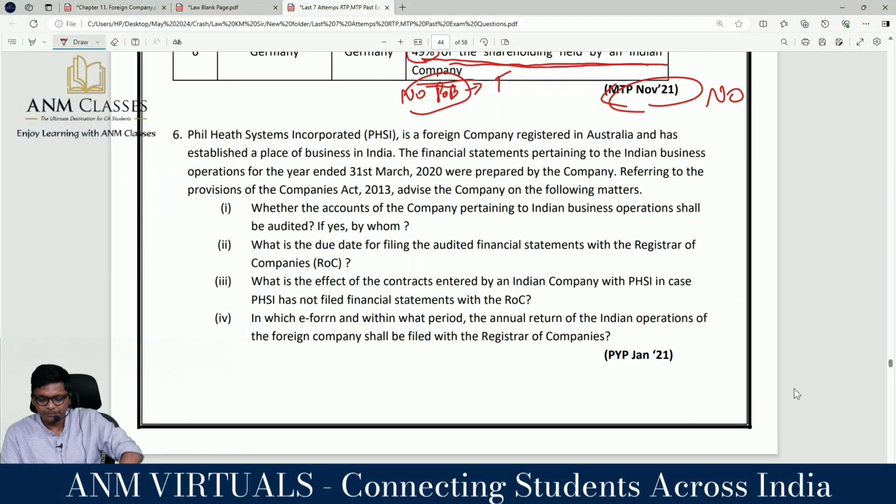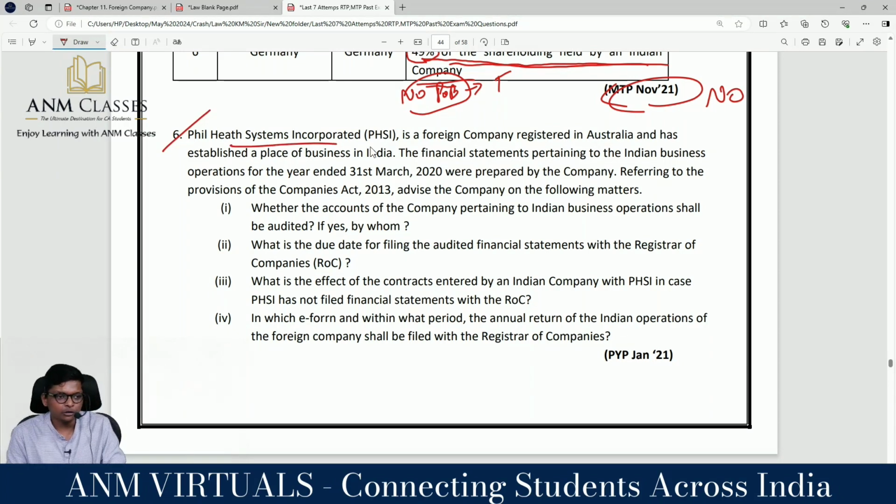Question number 6. Previous year question paper. CA final Jan 2021. COVID attempt. Opt-out attempt. Okay. Fine. Following, guys? Let's finish off these questions, guys, and then we will close today. Please, let's finish it off.